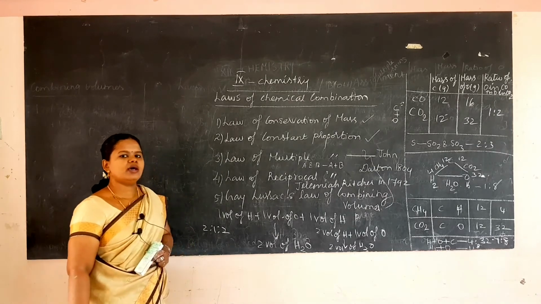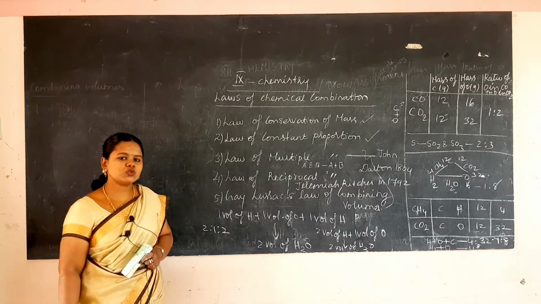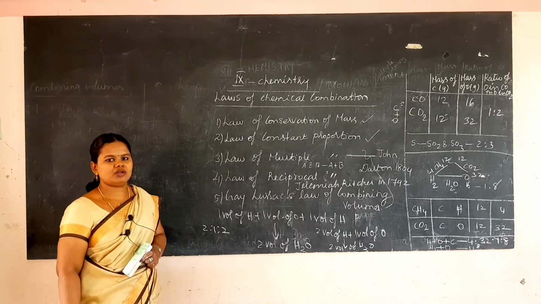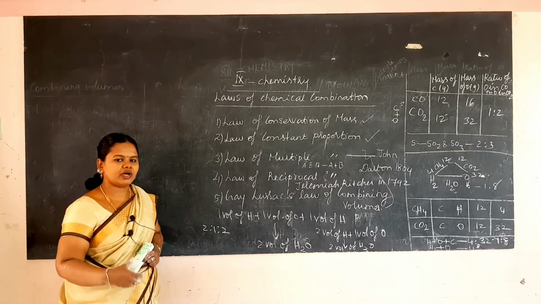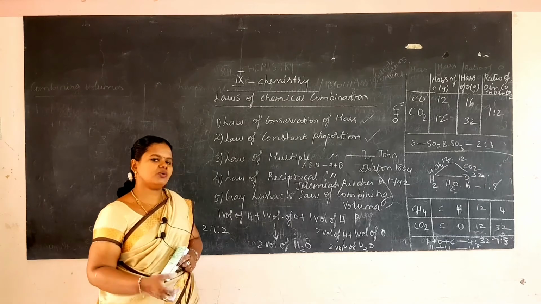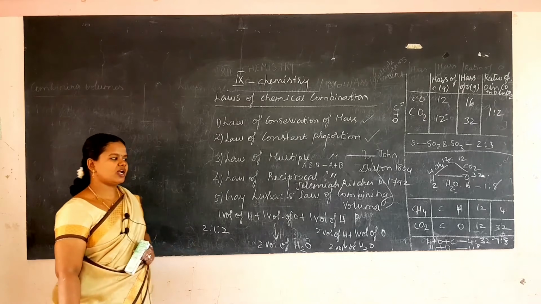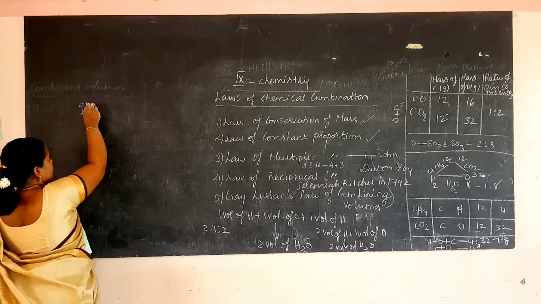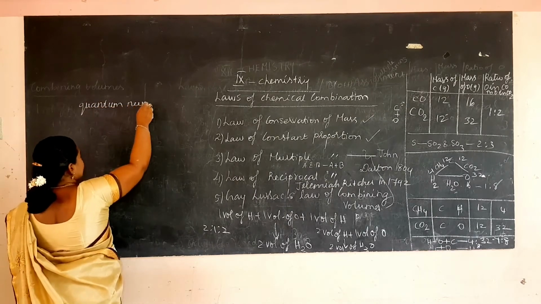Whereas here in our atom, the numbers which are used to distinguish and describe the various atomic orbitals or the electrons in an orbital are known as what? Quantum numbers. So the numbers which are used to distinguish and describe the various atomic orbitals and the electrons in an atomic orbital are known as quantum numbers.